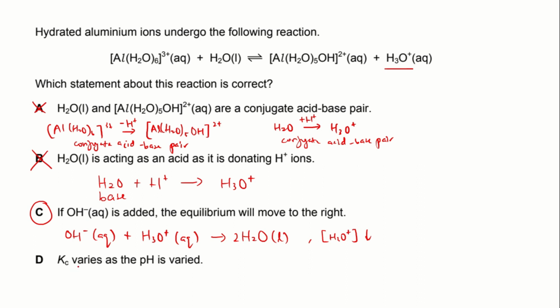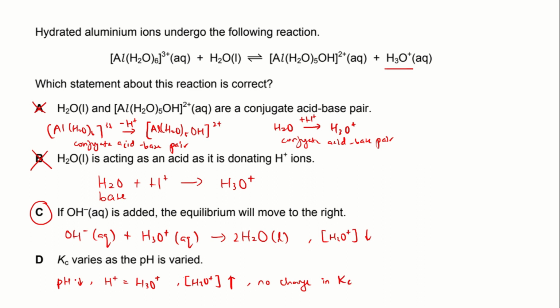Kc varies as the pH is varied. Changing the pH will change the concentration of hydronium ion again. If pH is low, that means acid is added or H plus ion is added. H plus is the same as hydronium ion. So when pH is low, concentration of hydronium ion is high. So equilibrium will shift to the left-hand side, but there will be no change in Kc.